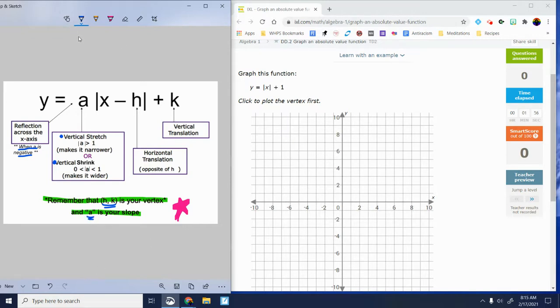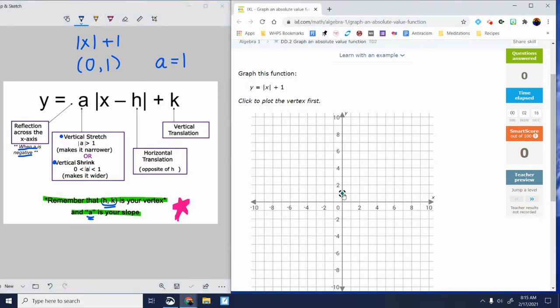So for this function, the absolute value of x plus 1, H is 0. There is no horizontal shifting. K is 1. This is going up 1. And my slope here is, there's no number written in front, so that means my slope is 1. So to graph this, I'm going to go to 0, 1 and plot my vertex. And since a is 1, I'm going to go up 1 over 1.